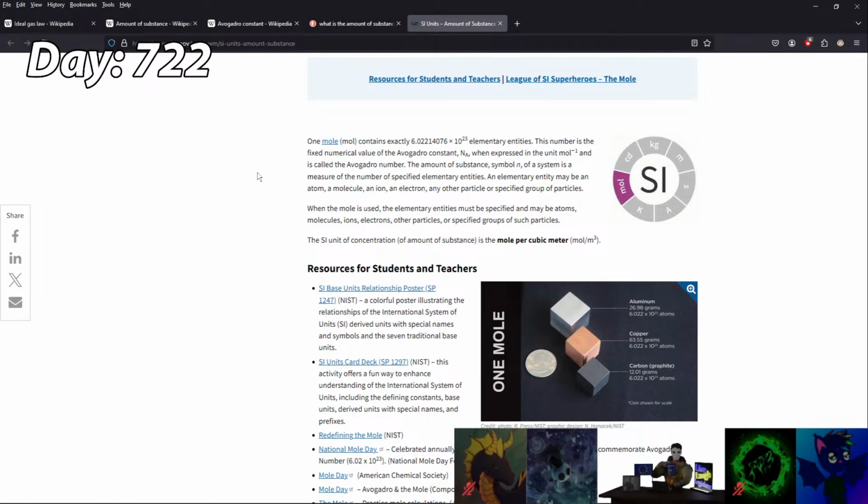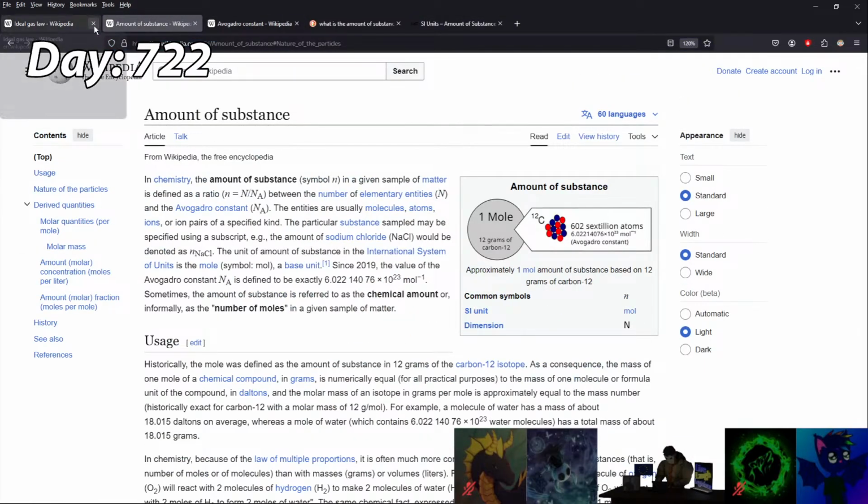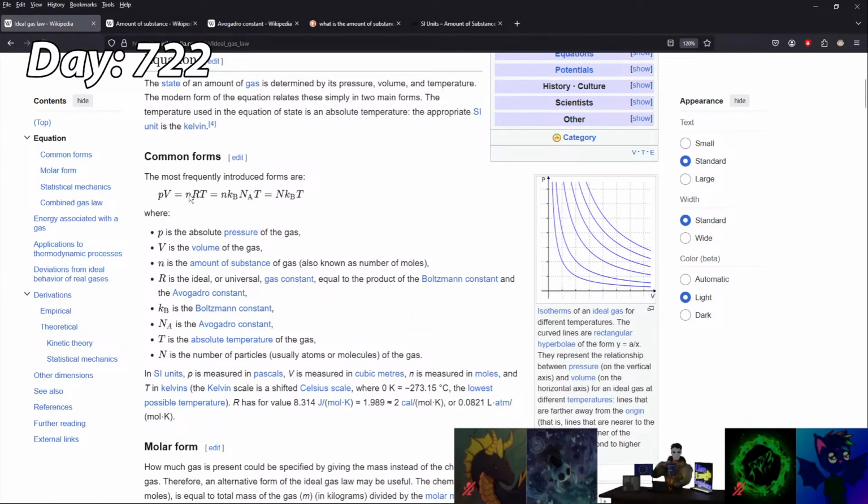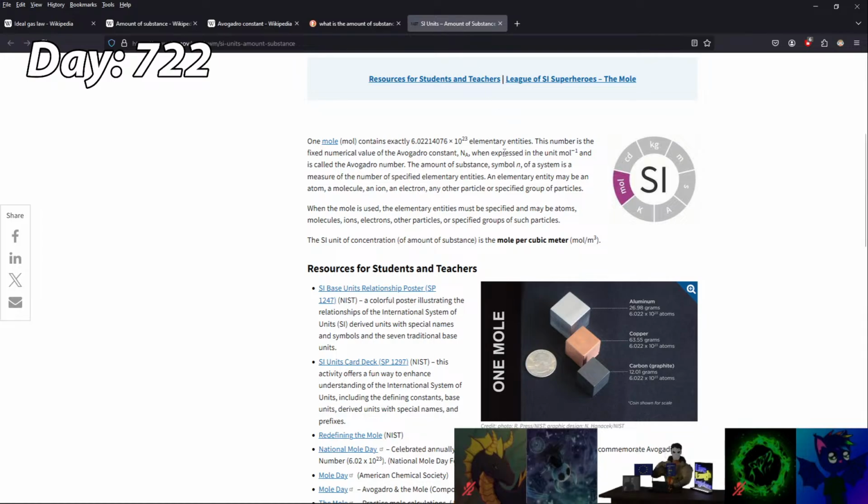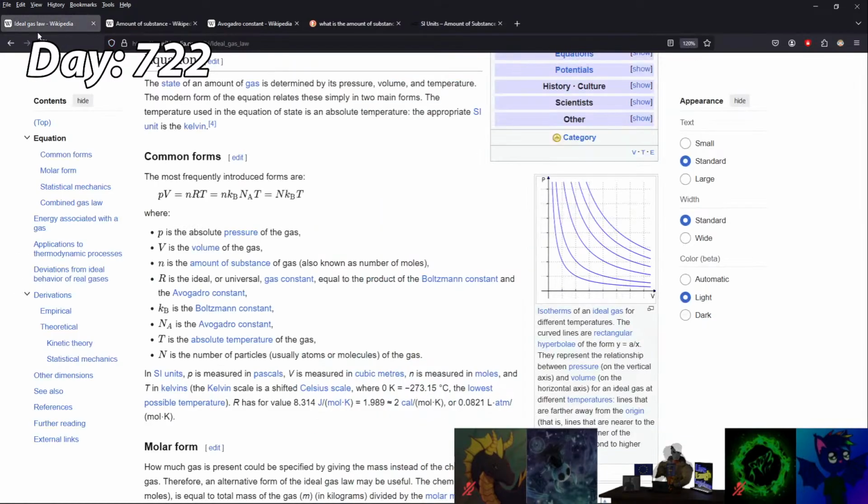I am Hyder Daptak, I'm losing my mind. So we have lowercase n, which is the amount of substance, which is the number of molecules, and capital N, which is the number of particles, which is the number of molecules. Am I the insane one here? Yes. But Timon, I just wanna get something.